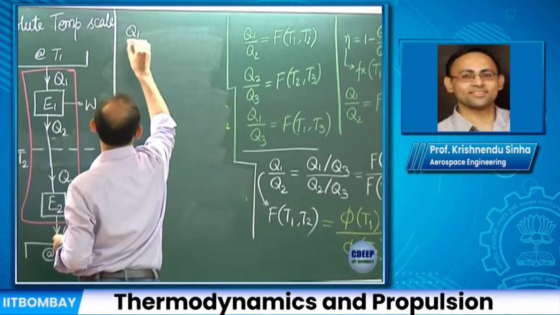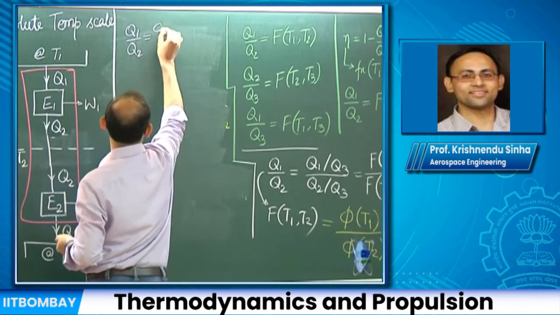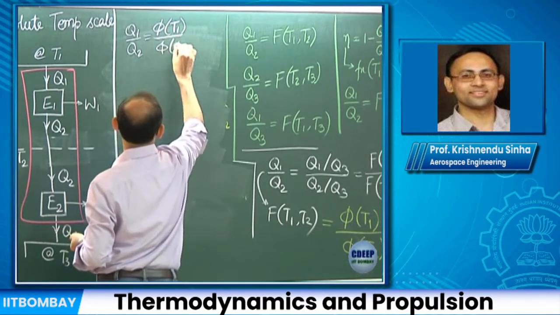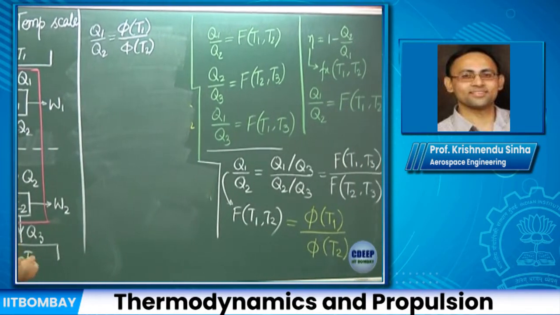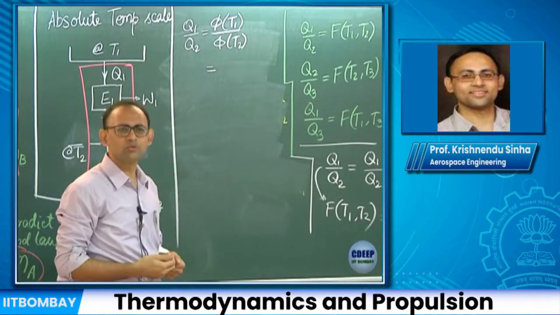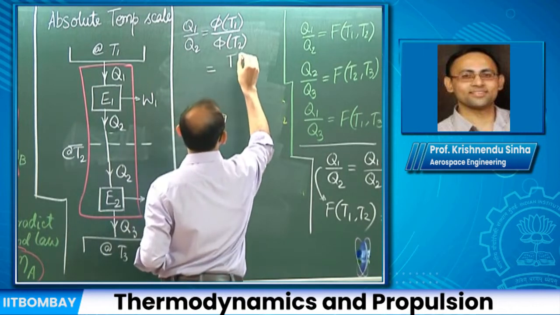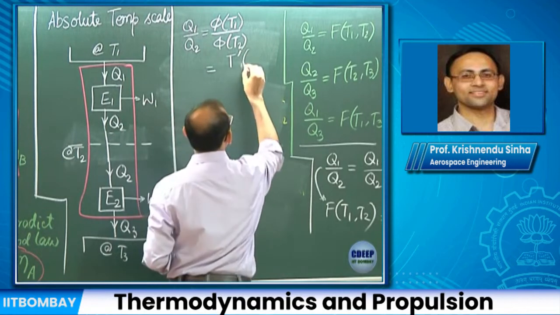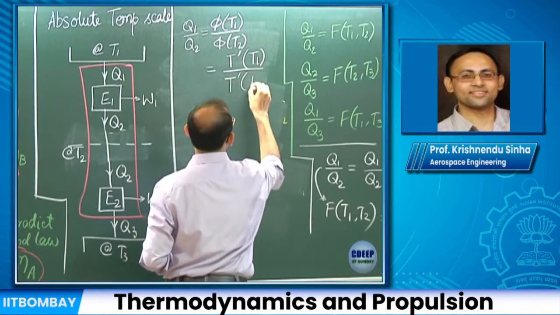Q1 over Q2 is phi of T1 over phi of T2. I'm going to write that phi is any symbol. I'm going to use a different symbol, T prime, as my function of T1, T prime of T2.